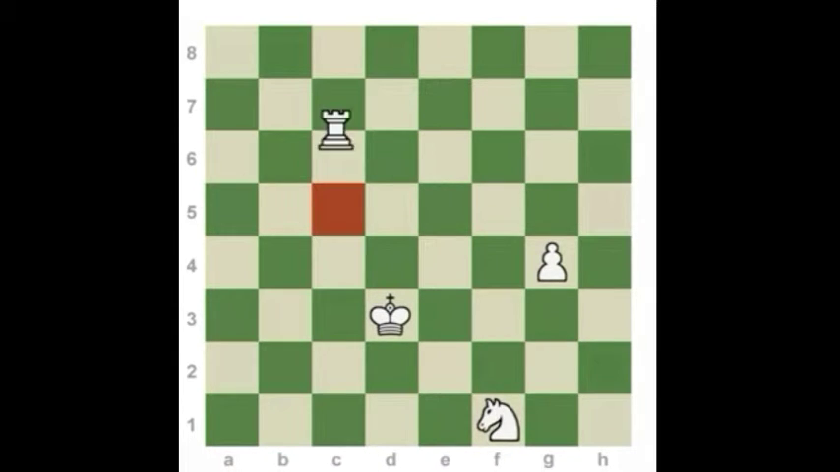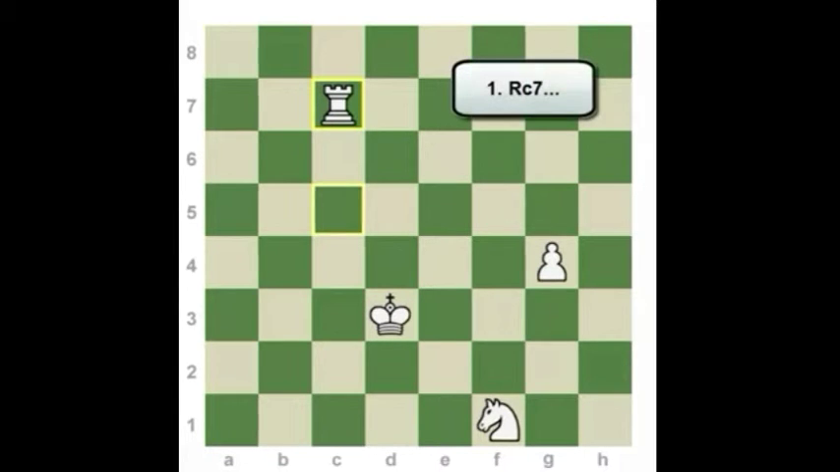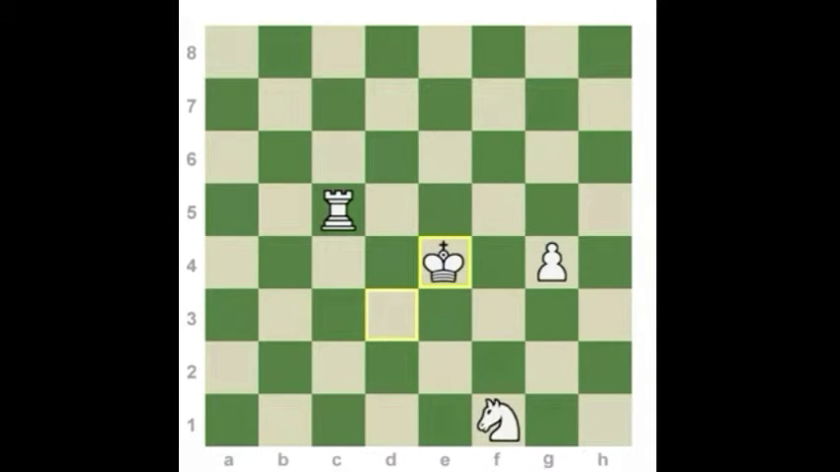A couple quick examples of how we would write down a chess move. Here the rook is on C5, and if it moved to C7, we would use a capital R, and then the location that the piece landed on. Currently, this king resides on D3, and if it moved to E4, we would write a capital K, and then write the square E4.